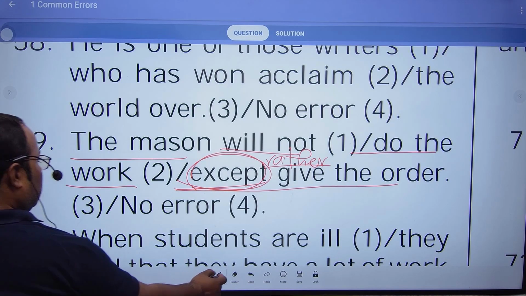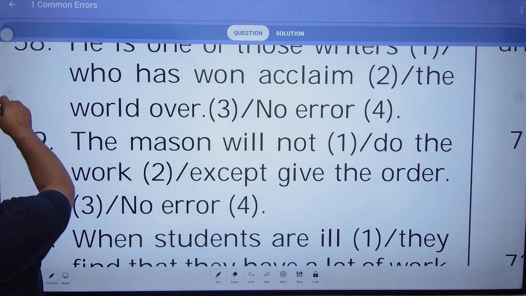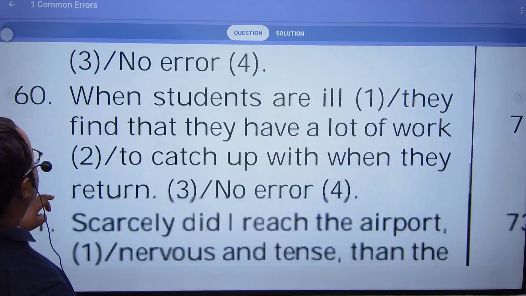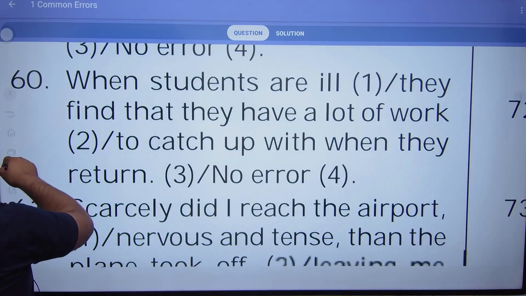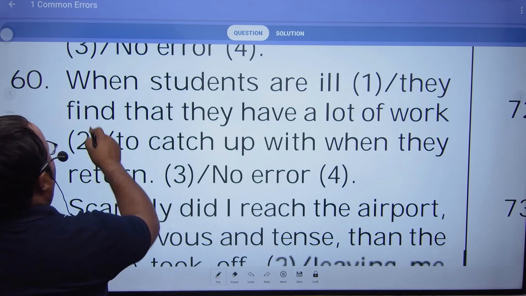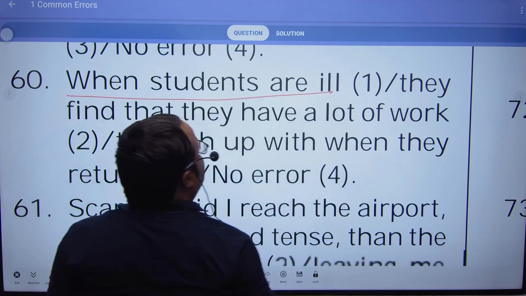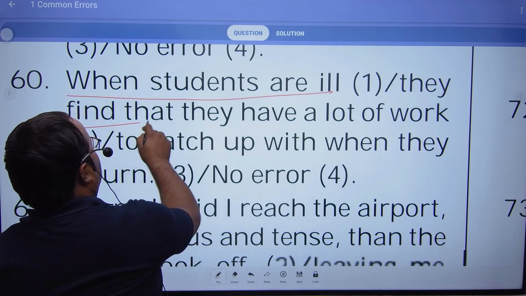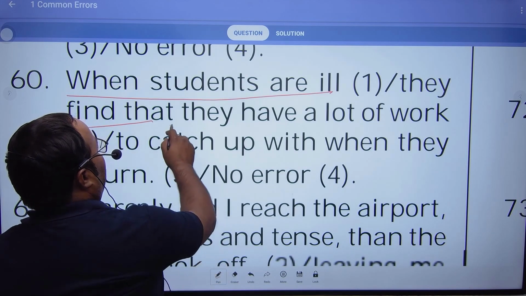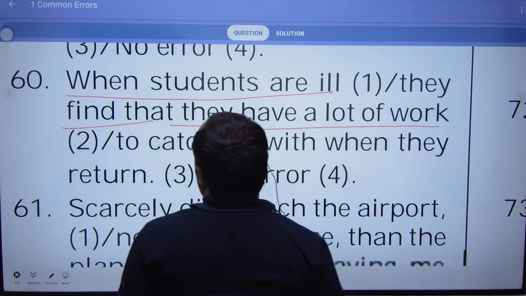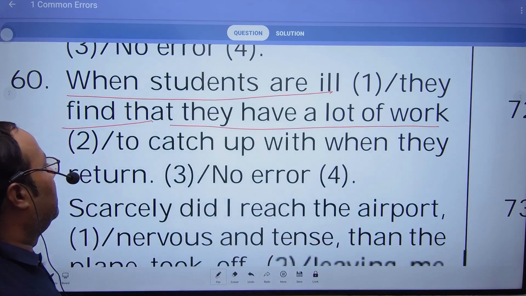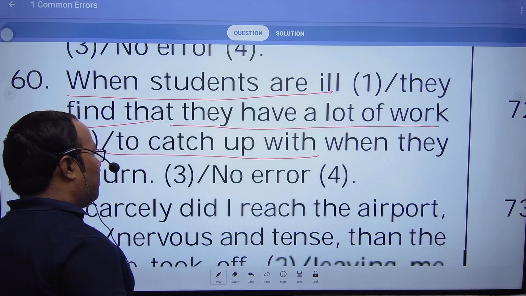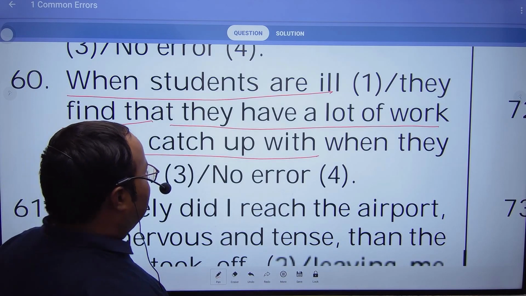Next is going to be solved in this way. So last one we are going to solve the last question. The last one is given here and we are going to study it. When the students are ill, जब विद्यार्थी बीमार होते हैं, they find that वे पाते हैं they have a lot of work, उनके पास बहुत से काम हैं. To catch up with कि वे समय के साथ पूरे कर लिए जाएं.